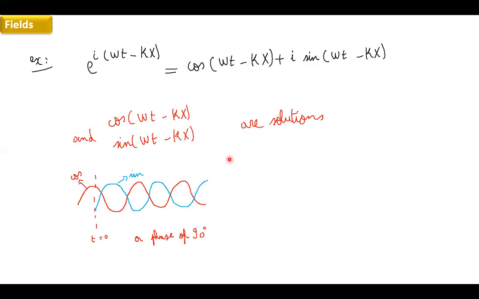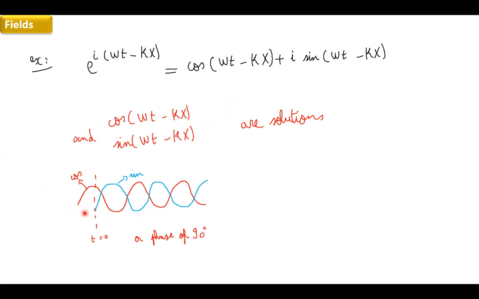Let's take a practical example. If you have a wave that is defined by the exponential of i (omega t minus kx), you know that the exponential of i something can be written as the cosine of omega t minus kx plus i sine of omega t minus kx. So the cosine of omega t minus kx and the sine of omega t minus kx are both solutions to this Klein-Gordon equation.